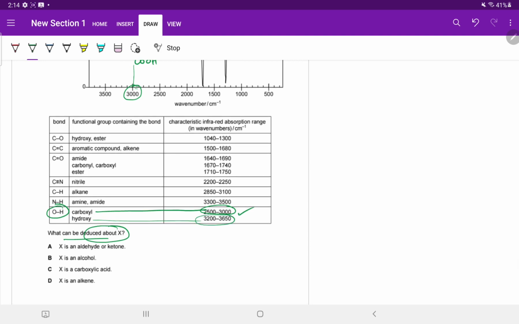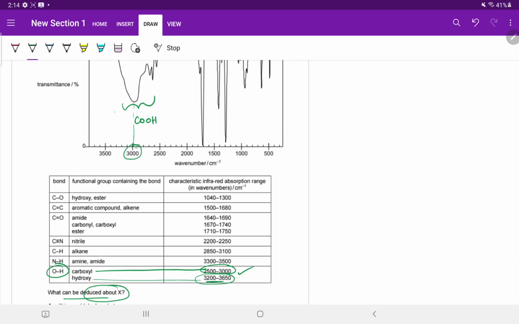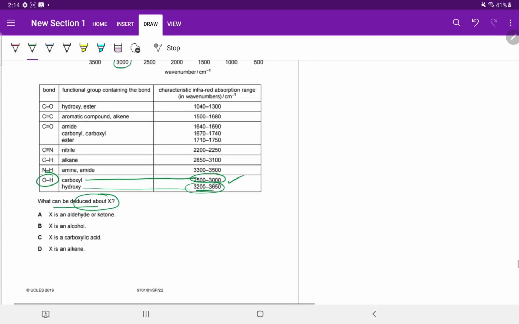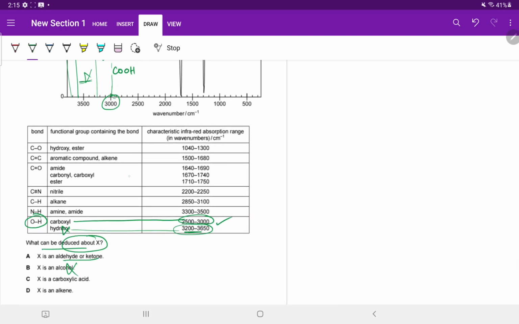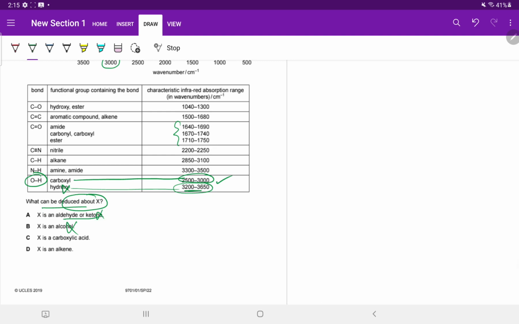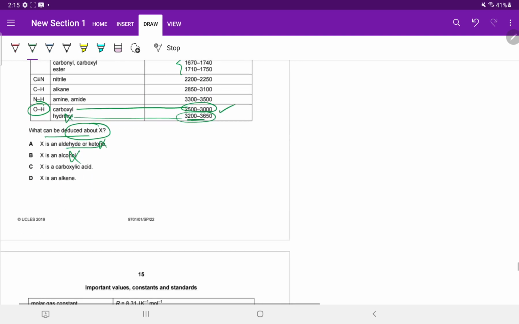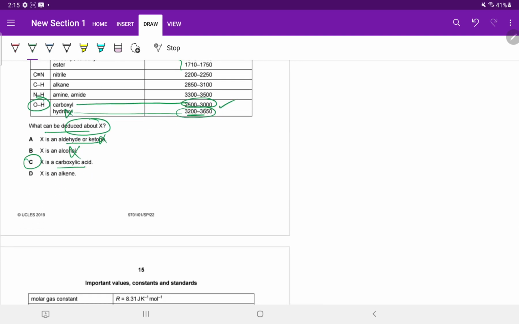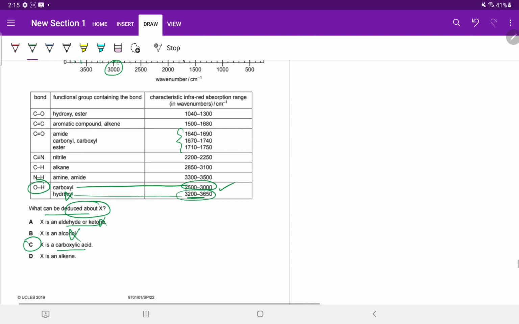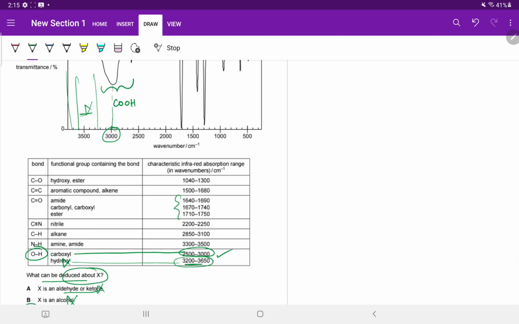It cannot be a hydroxy because it is given as 3200 to 3650, which is somewhere around here. There is no peak over here, so this cannot be hydroxy, so it cannot be an alcohol. It cannot be an aldehyde or ketone, because you can see the ranges are much lower. And after 1500 it is the fingerprint region. And X is a carboxylic acid. We know this is correct because we can understand from the question. It's not an alkene, so C is our correct response. So thanks for watching.